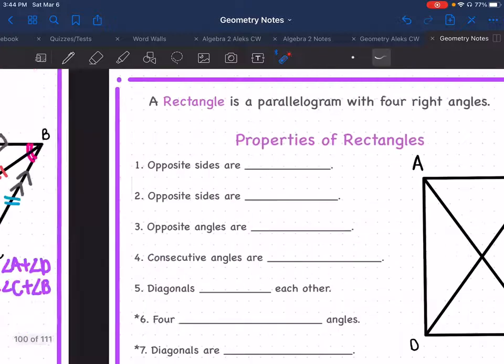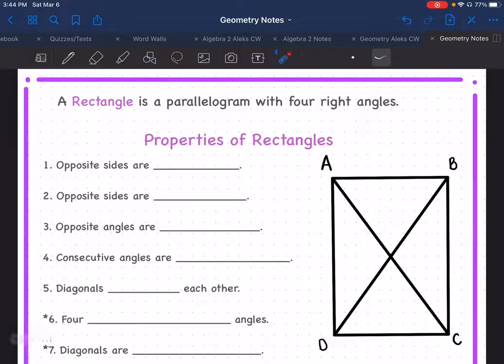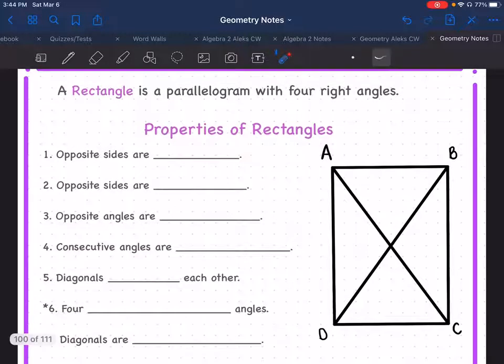All right, we have one more quadrilateral to talk about today, and that is a special type of parallelogram called a rectangle. A rectangle is a parallelogram with 4 right angles. Notice that these last two properties have stars next to them. That's because properties 1 through 5 are the properties that make this quadrilateral a parallelogram. These last two properties, 6 and 7, are the ones that specifically make it a rectangle. So a rectangle is a parallelogram, but it's a special type of parallelogram.